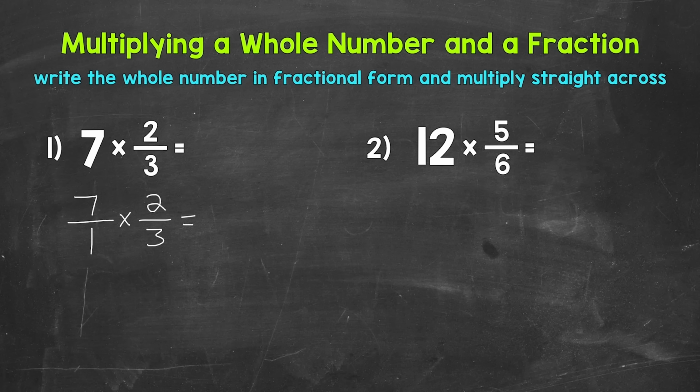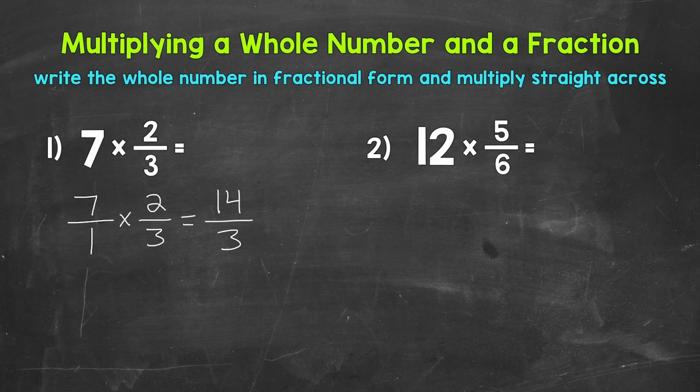Now we can multiply straight across. Let's start with the numerators. So the top numbers, 7 times 2 is 14. Now for the denominators, the bottom numbers, 1 times 3 is 3. So we get 14/3. Now that is our answer, but it is an improper fraction. So let's convert it to a mixed number.